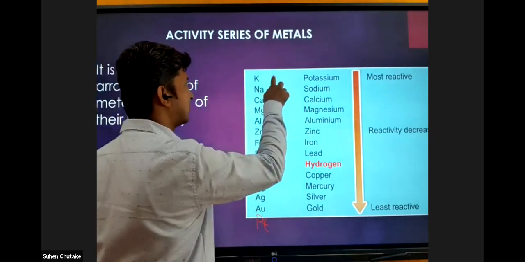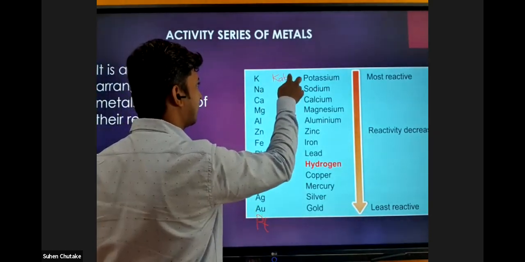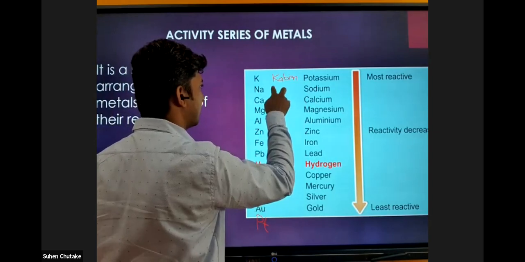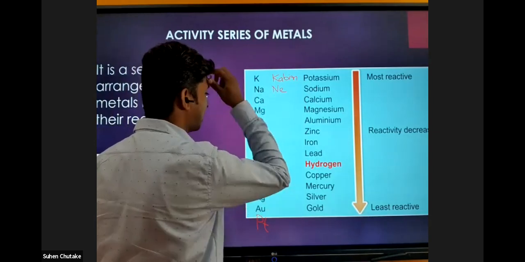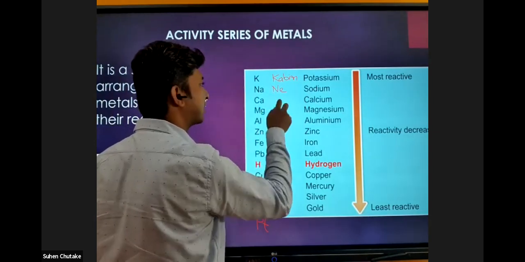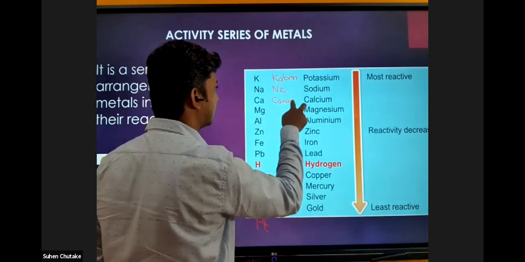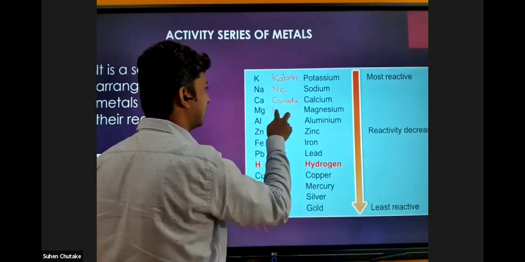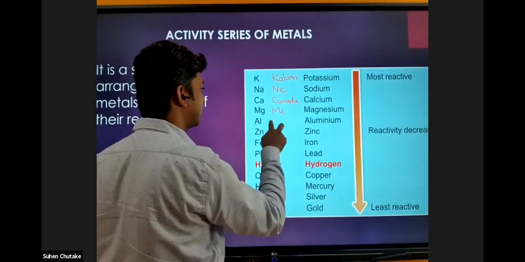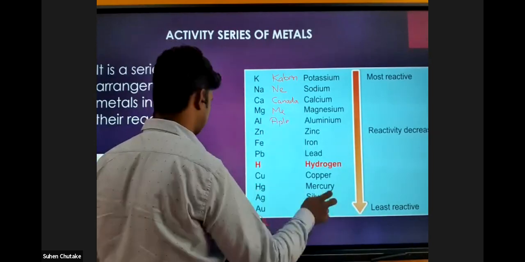And how do I remember it? With the help of Kabir, I remember K is potassium. With the help of Ne, I remember Na, that's natrium or sodium. Kabir ne Canada, with the help of Canada, I remember calcium. Ma, I remember magnesium. Apne, aluminium.